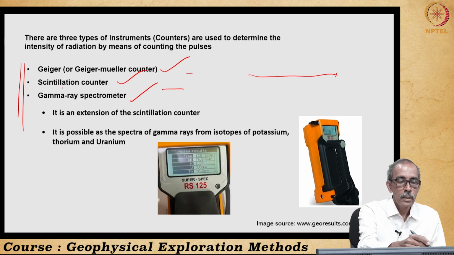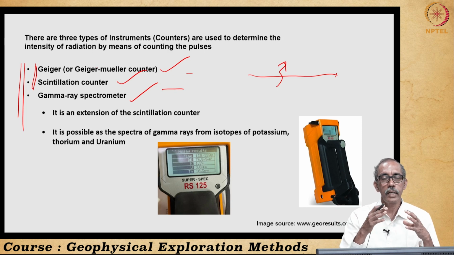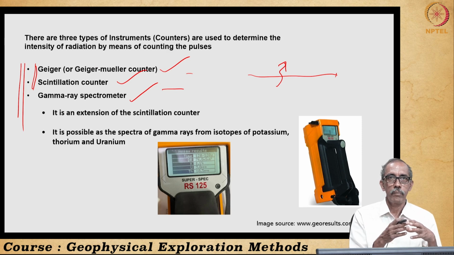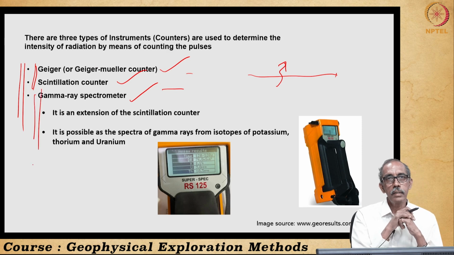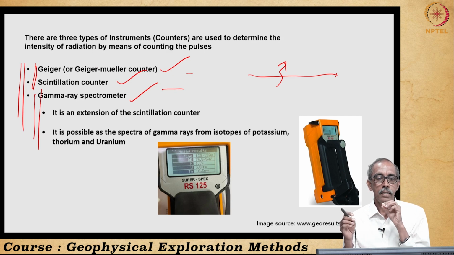The first two methods can measure only the total radiation that is reaching the surface. Hence, we may not be able to discriminate whether the radiation is due to uranium or thorium or due to potassium. To overcome this, there is a third type of instrument, which is a gamma ray spectrometer. That means it is able to measure the gamma radiation in different spectra based on the energy level of the radiation.